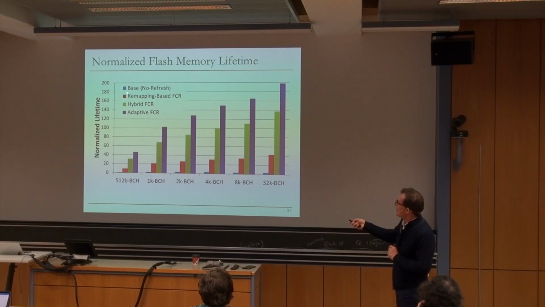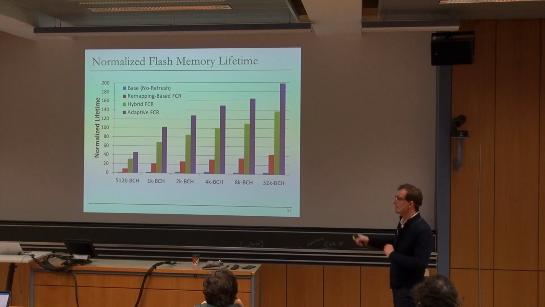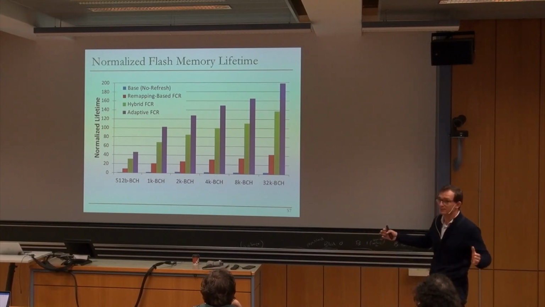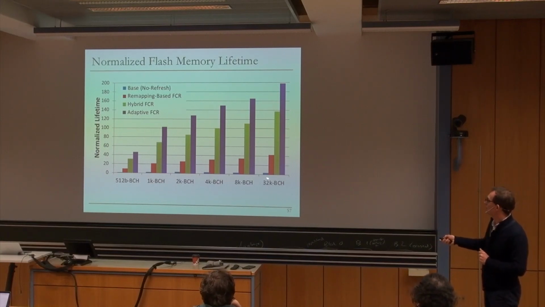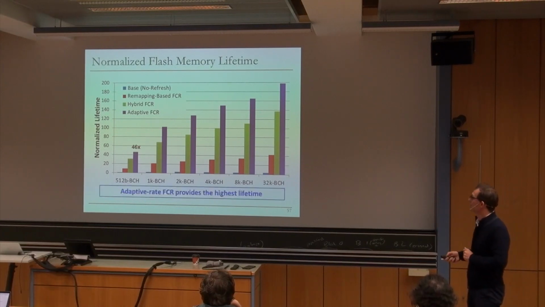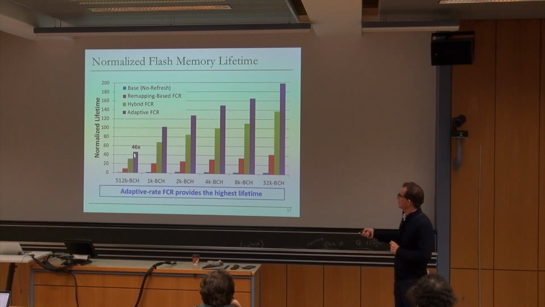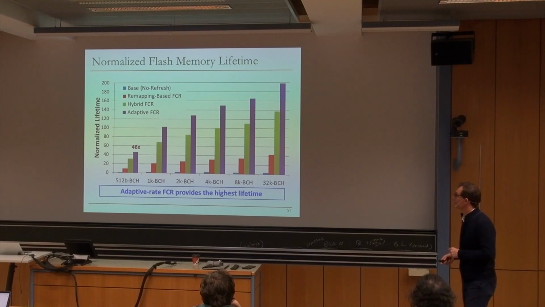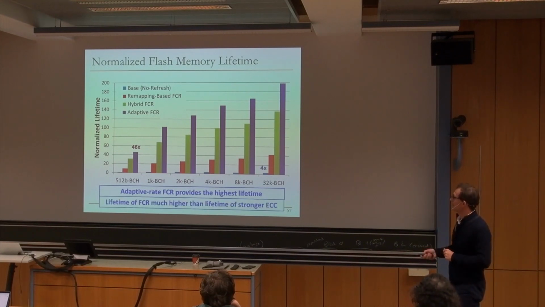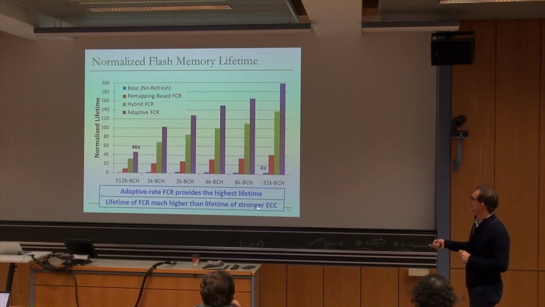And this is what happens if you use remapping-based refresh. This is what happens if you use hybrid refresh. And this is what happens if you actually have adaptive hybrid refresh. Adaptive meaning adapt to the lifetime that you have. So as you see, base no refresh, if you go from 512 byte codes to 32K byte codes, yes, you gain some lifetime, about 4x, but it's not a lot. If you do adaptive rate refresh, you actually increase the lifetime by about 46x, which is a lot, which is good. And lifetime of FCR is much higher than lifetime of stronger ECC.